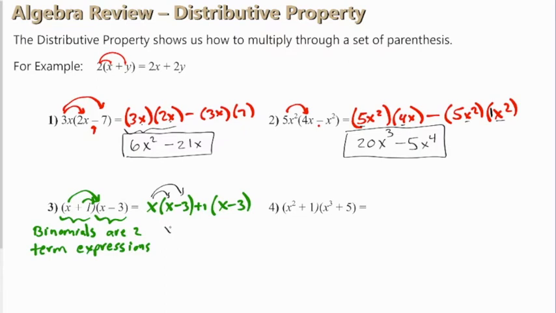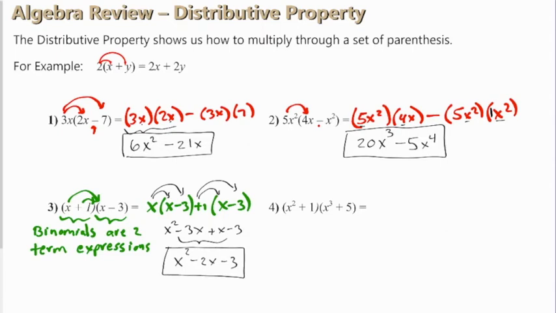So that gives us x squared minus 3x. And then we can distribute this 1 through, plus x minus 3. And we see we have like terms in the middle here. They both have x's with the same exponents. So this becomes x squared minus 3x, and plus 1x is minus 2x. And then we have a minus 3. This is our answer to problem number 3.